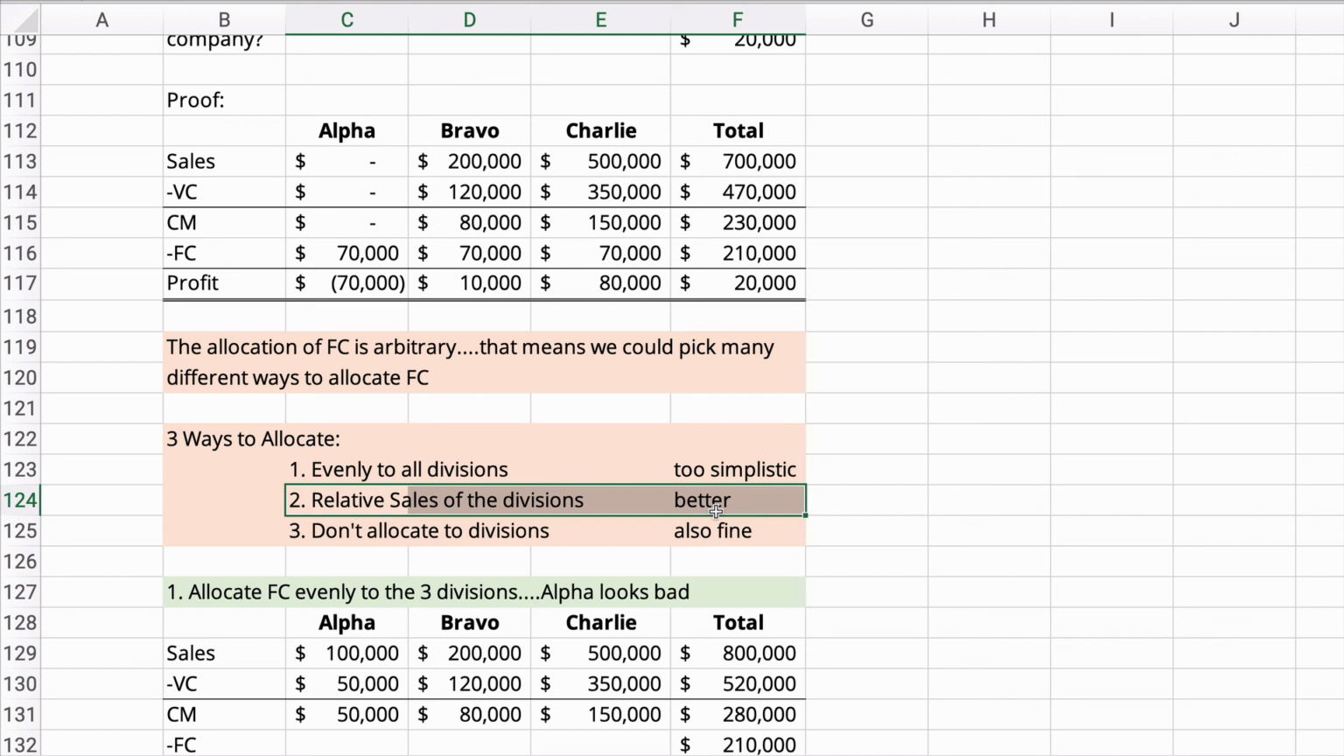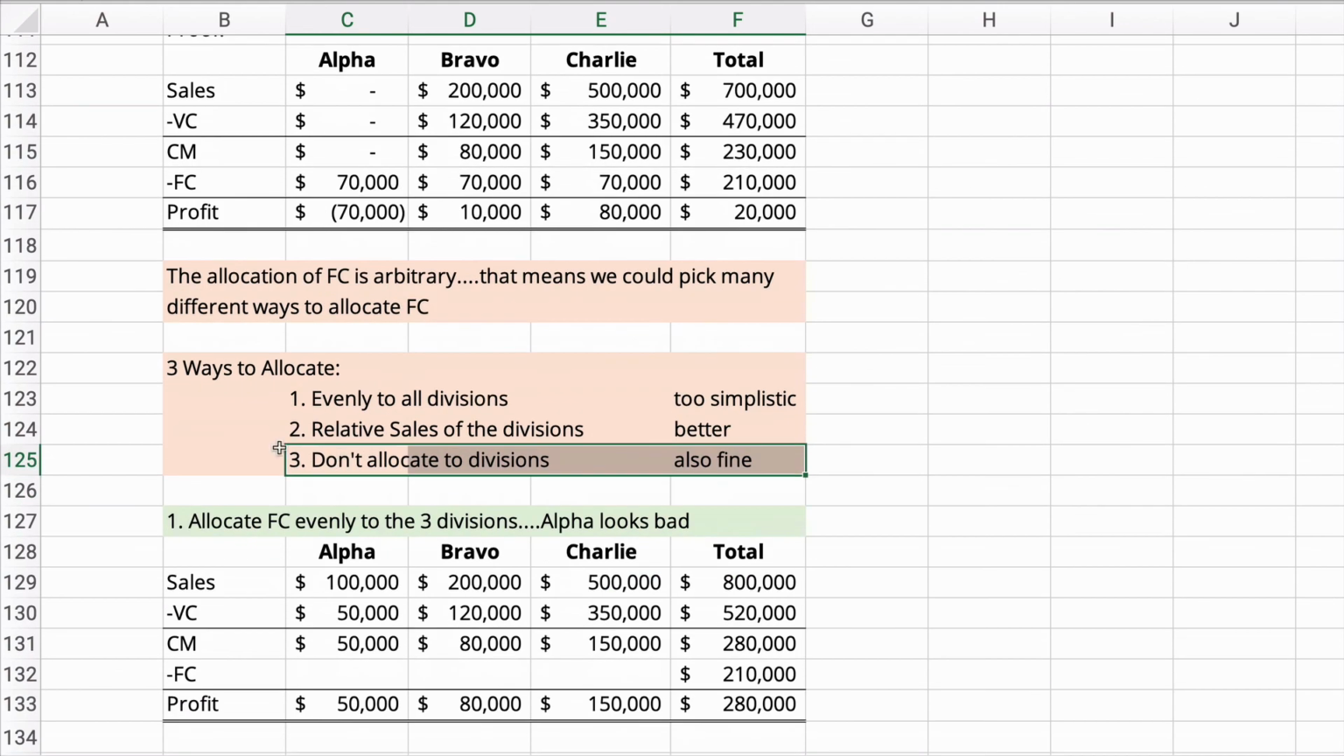You could allocate it based on the relative sales of the divisions. That's a better way of doing it. Or you could just say, look, I don't want to allocate it to a division. I'm just going to have the total, and we'll show you how this works. So let's see how they allocate it to the division.